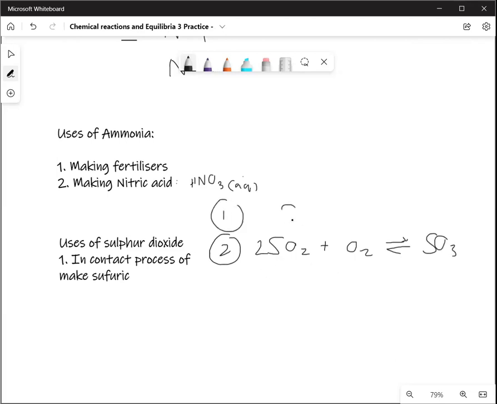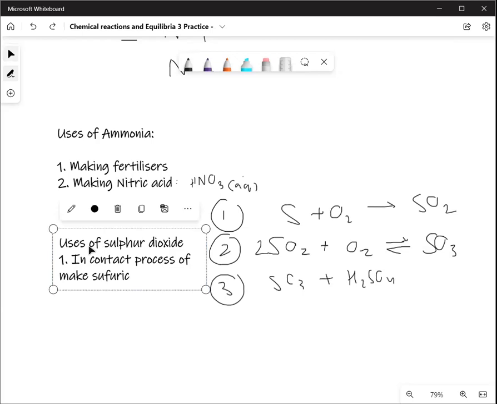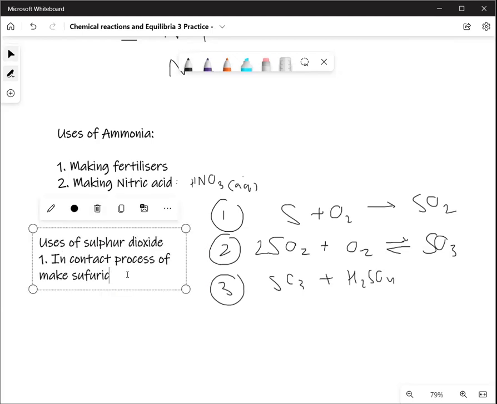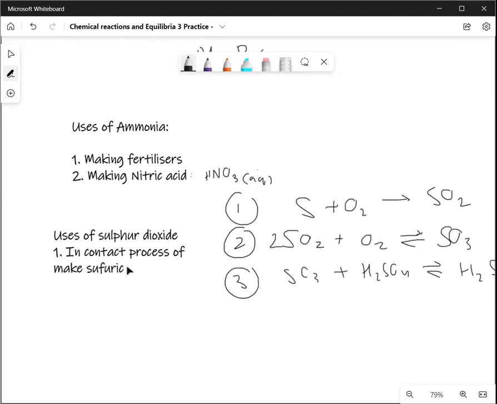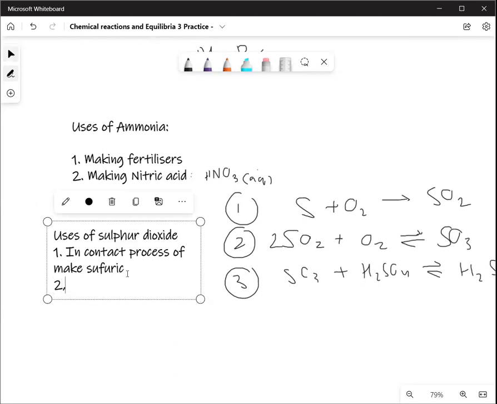The first stage was S plus O2 gives us SO3. Tri means 3, right? So sulfur trioxide, yes. And then the sulfur trioxide reacted with H2SO4. Okay, first write this down, uses of sulfur dioxide. Let me finish this. We get H2S2O7. And the second use over here is as a food preservative.